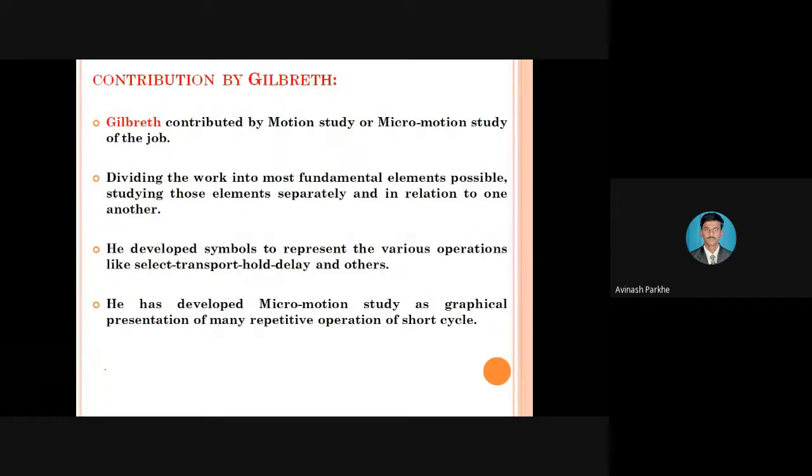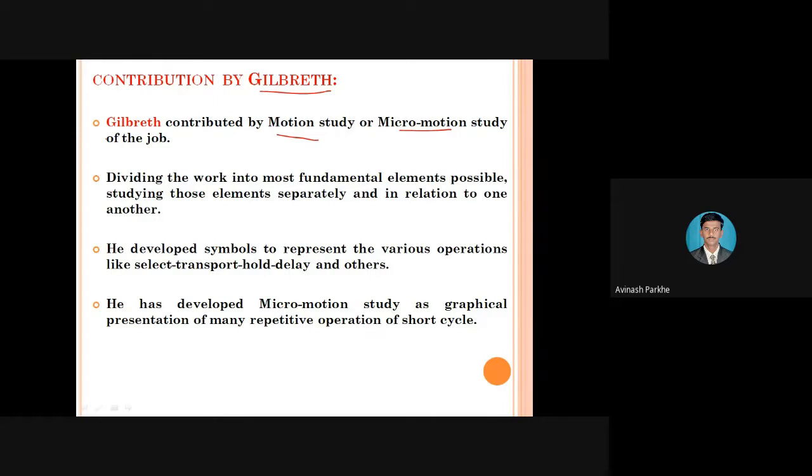Taylor. In addition to that, there is one more scientist called Gilbreth. Gilbreth contributed towards the motion study, or the micro motion study of the job. Motion study means your product is moving from one station to another station, then from the second station to the third station, which means movement is taking place, and that movement is recorded using the concept of Gilbreth. There are some movement measuring techniques or tools. Through those tools, I can measure the movement or motion of that particular job.